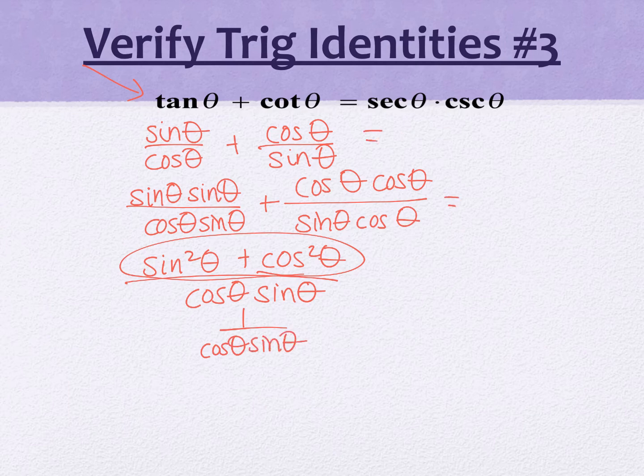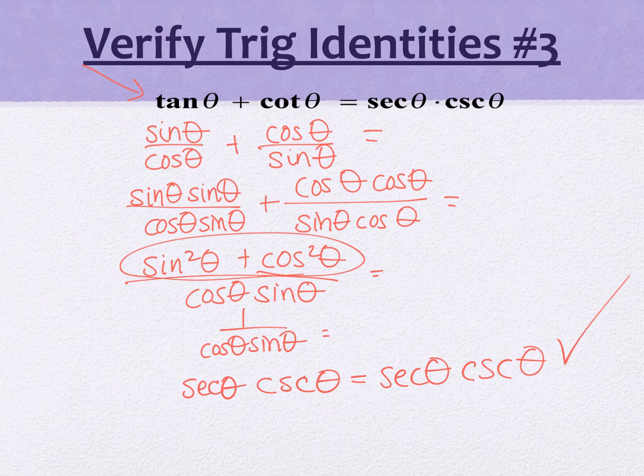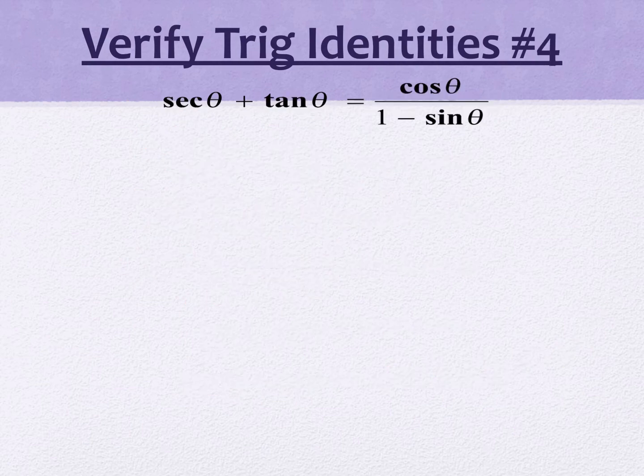I would have all my equal signs here. And then I'm back to reciprocals. So 1 over cosine is secant, and 1 over sine is cosecant. And I have the same thing on the other side. So I have verified the proof. And let's try one more. And this time I'm going to work on the right side.